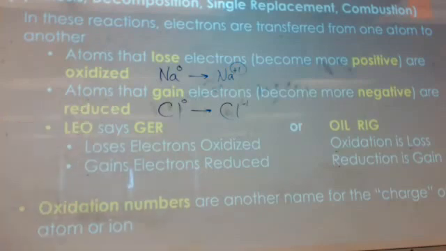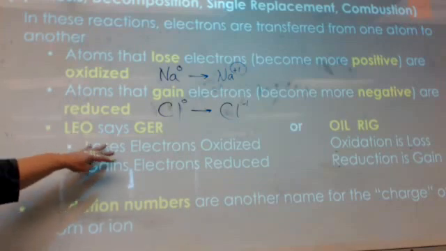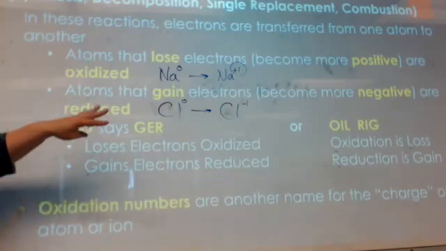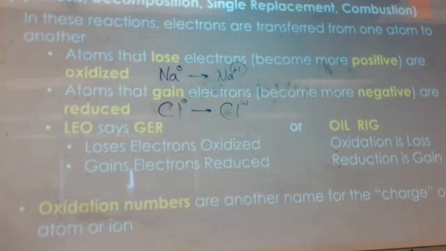There are 2 little sayings here that help you remember this. I'm going to explain what these are, but then I'm going to explain another way that a lot of you will find easier, because sometimes it's hard to remember that electrons are negative, and when you gain electrons, you become negative, and when you lose electrons, you become positive. So first of all, let's talk about these 2 sayings.